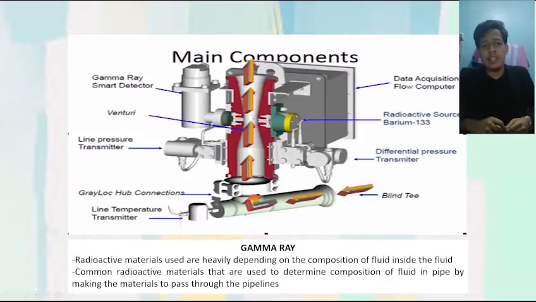The stated materials are used by making them pass through the pipeline and then determine the composition in the pipe. However, everything comes with a price. Gamma ray technology proved to be poisonous or can potentially bring harmful effect to those who work near the equipment.